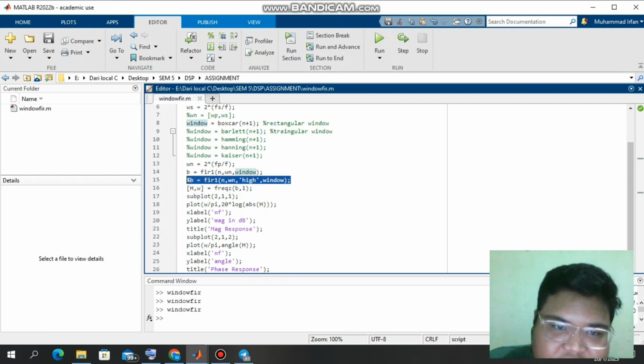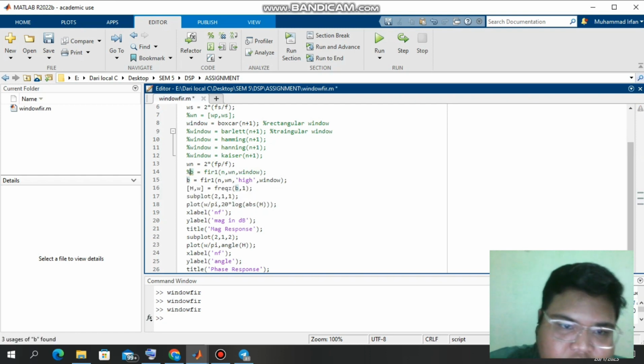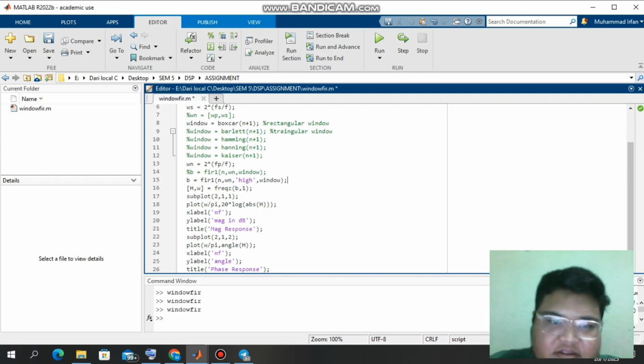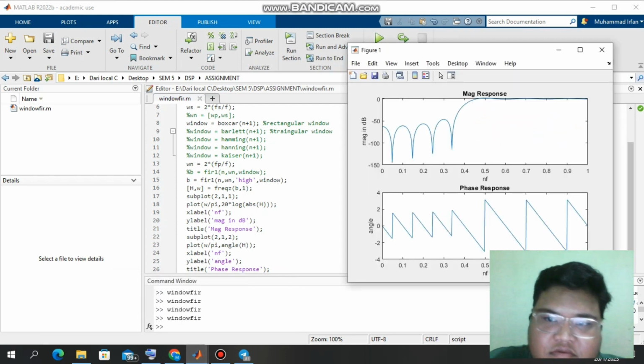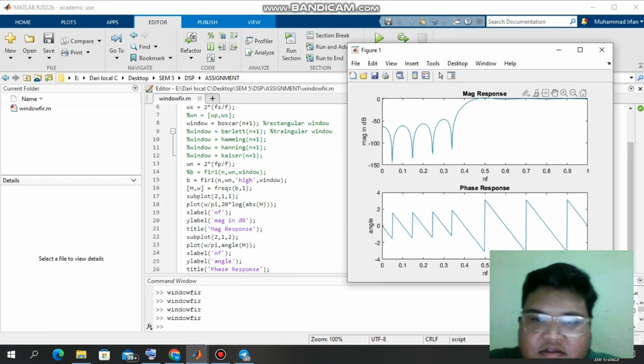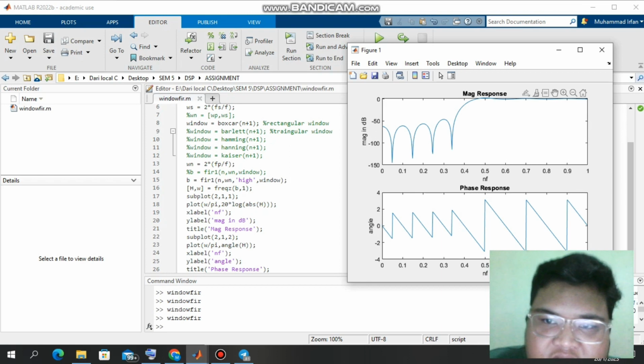for the high pass. So we just uncomment the coding or the line. So we run. So this is the graph for the high pass.